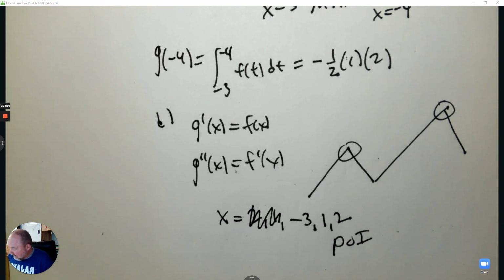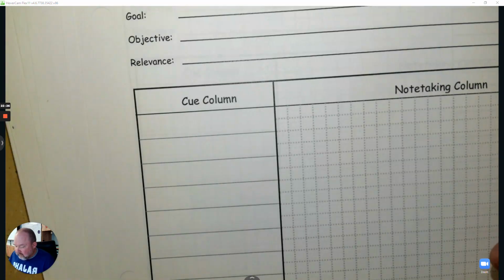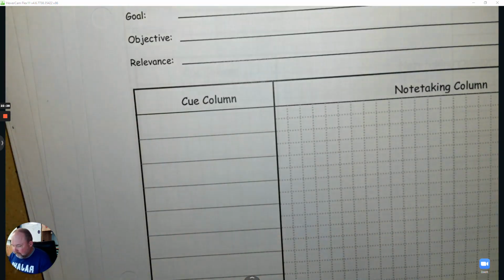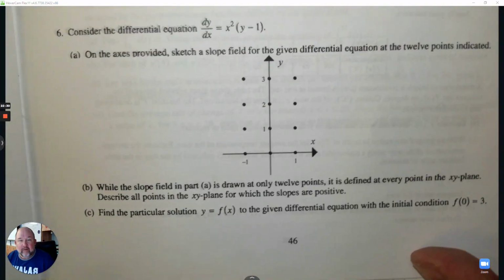All right, number 6, last one. Let's do this right here in the book. Take a picture of this book that you did the slope field.